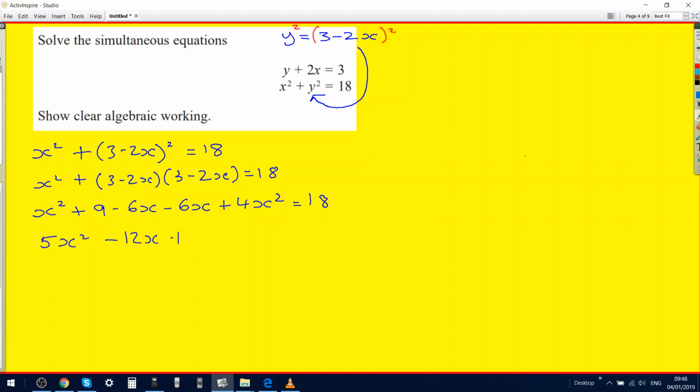It's 12x plus 9. Okay. I'd mistake the 18 to the other side.